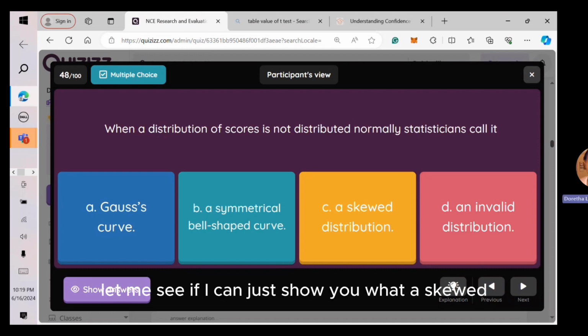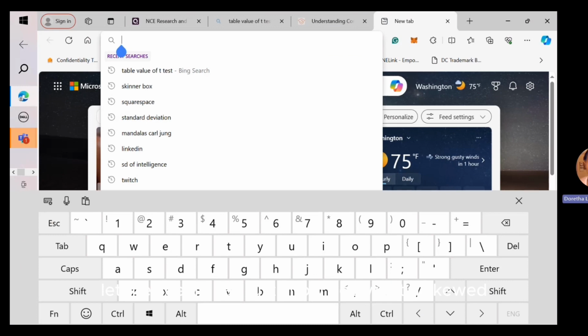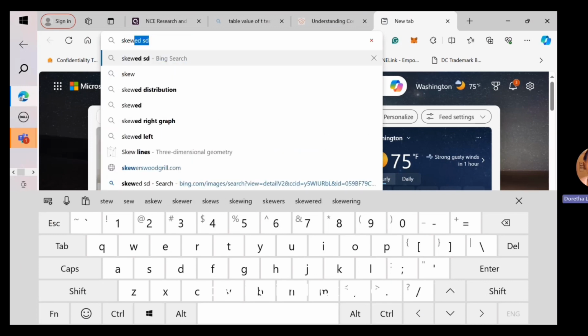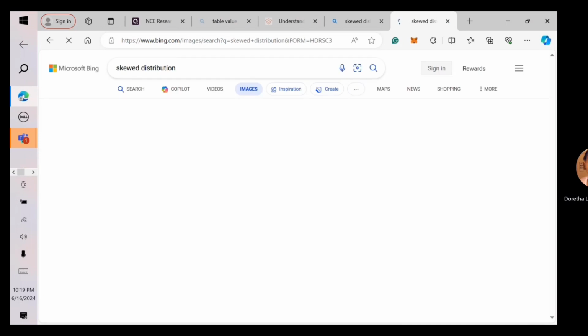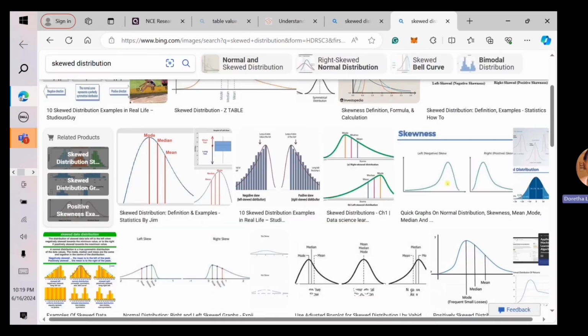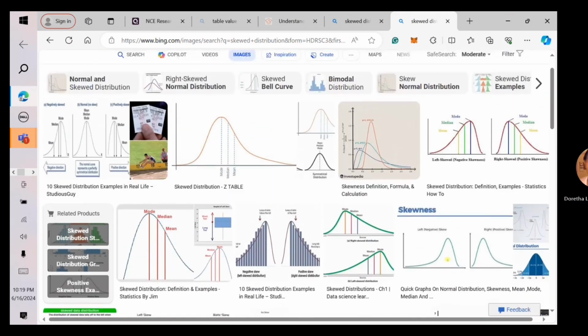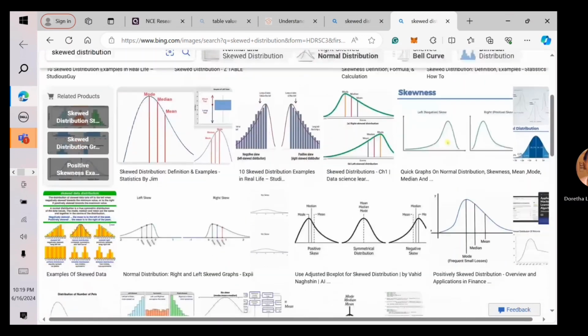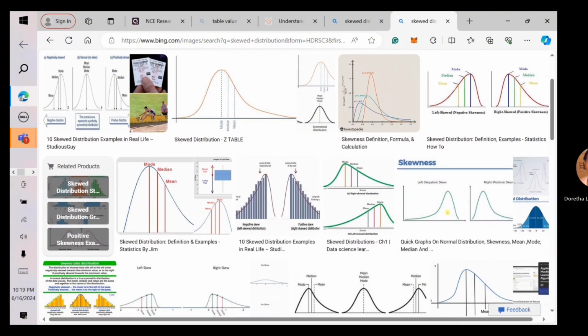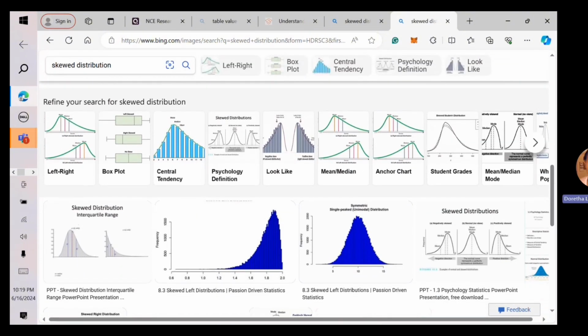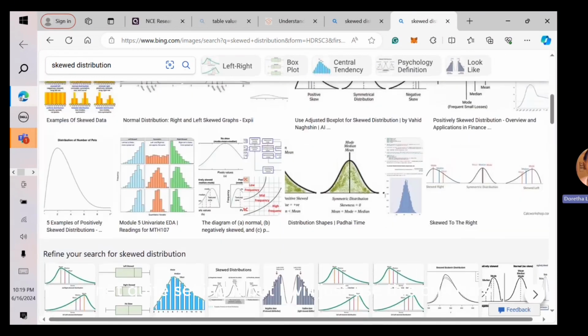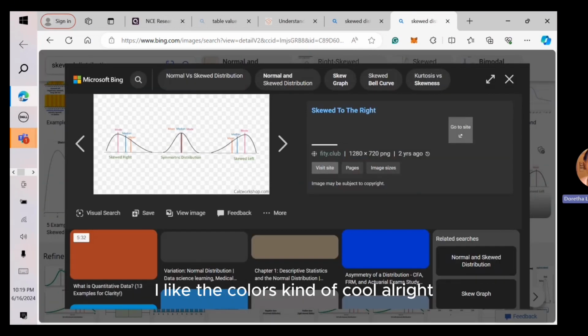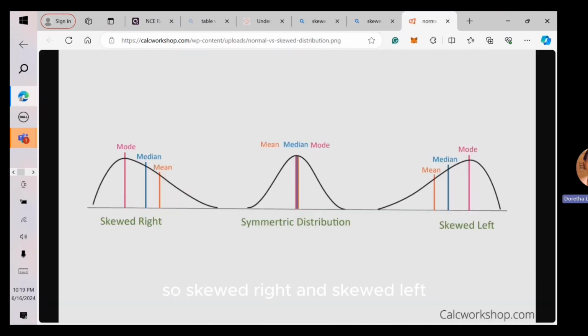And let me see if I can just show you what a skewed distribution looks like. The one that I like to use the most when I'm doing tutoring is the one that has 3. I'm not quite seeing it, but I will just use this one here. I like the colors. It's kind of cool. All right, so skewed right and skewed left. In the middle, you have a normal bell curve, right? Normal distribution. The mean, mode, and median is in the middle, right?